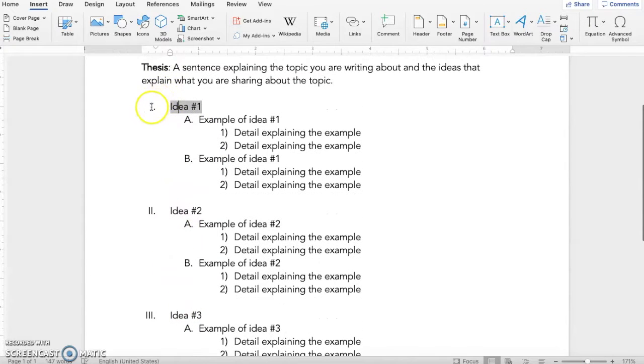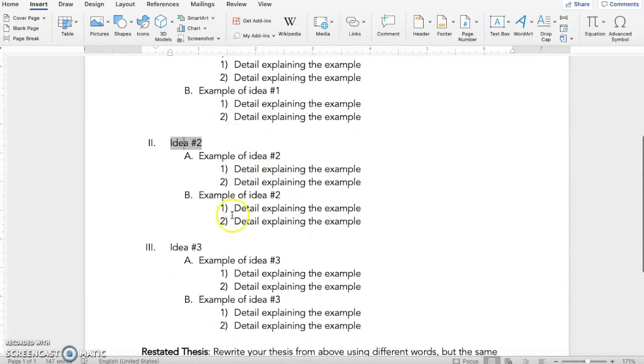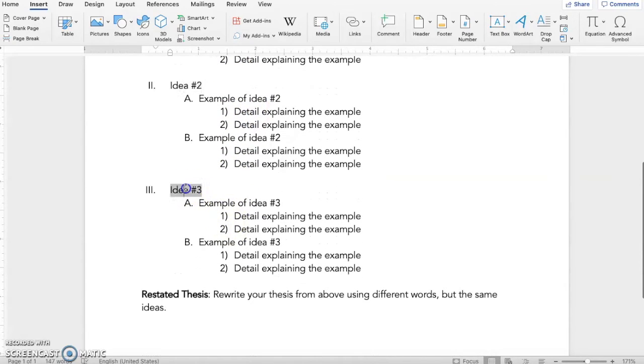So your first idea under the first Roman numeral would cover one paragraph, and then your second idea under the second Roman numeral would cover another paragraph, and then your third idea under the third Roman numeral will cover your third and final, your third paragraph about the topic.